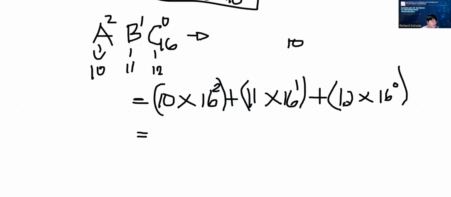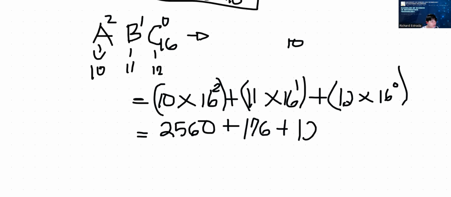So, 10 times 16 to the 2. 16 times 16 is 256, right? 16 to the power of 2 is 256, multiplied by 10, that is 2560. 2560 plus 16 to the 1. That is 16 times 11. 16 times 11 is 176. Okay? And then plus 12 times 1, 16 to the 0 is always 1, so 12.